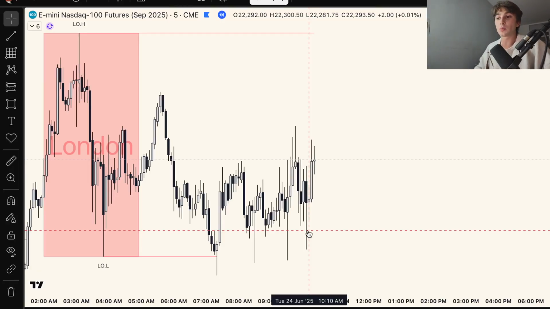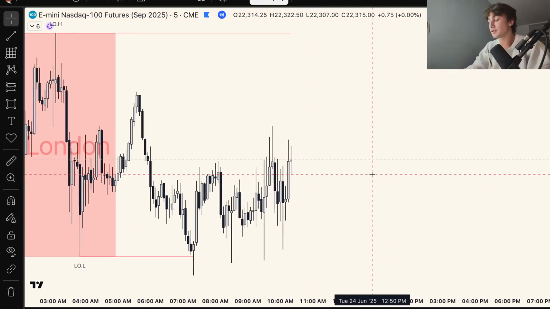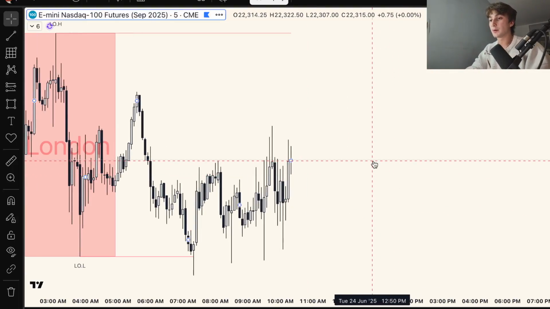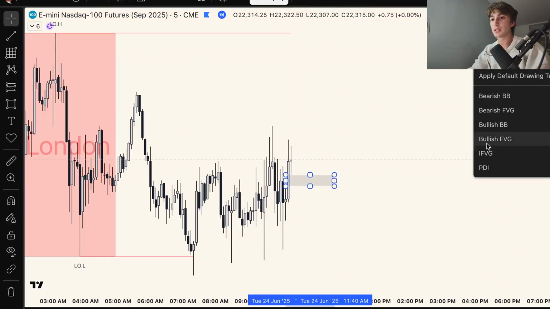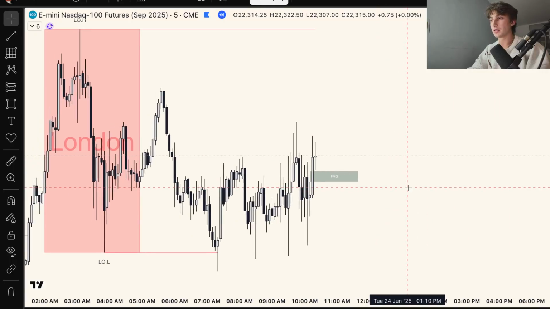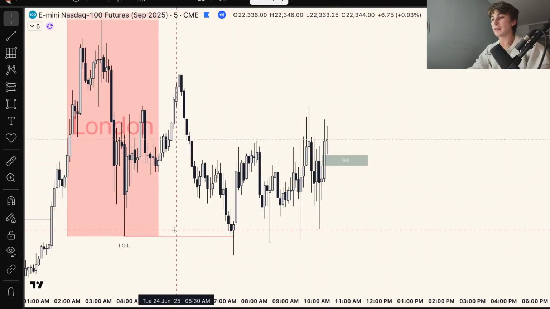I'm showing you that it even works in these conditions, because these are the conditions you're learning in right now. So let's see here. It seems like we've swept London lows. We finally opened up a 5-minute condition.